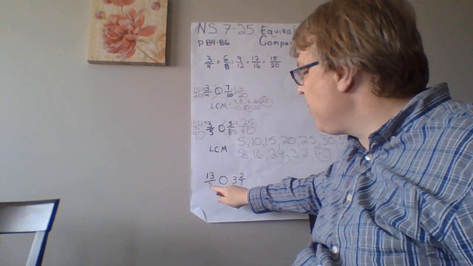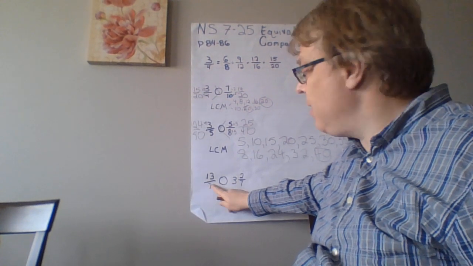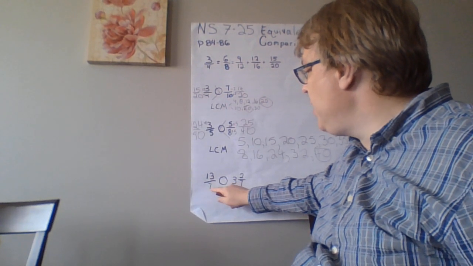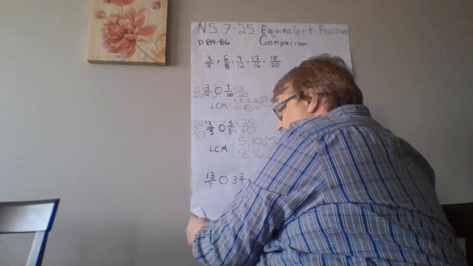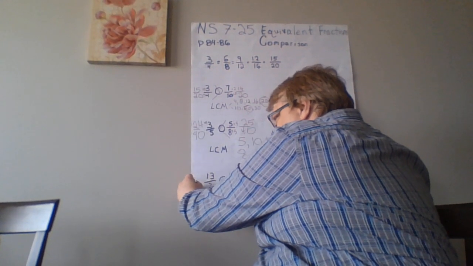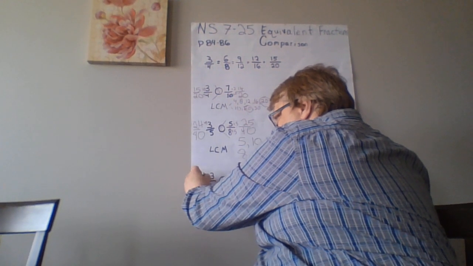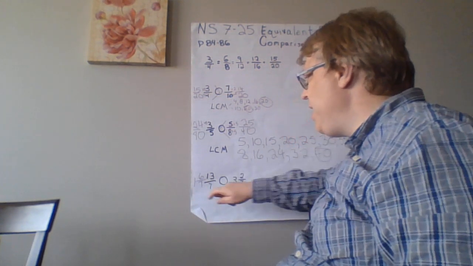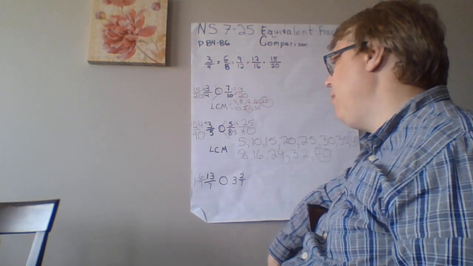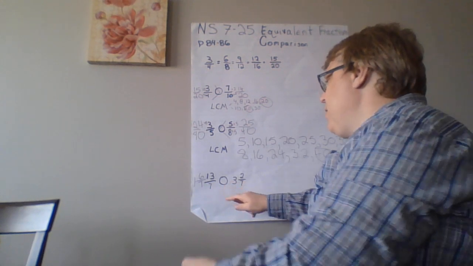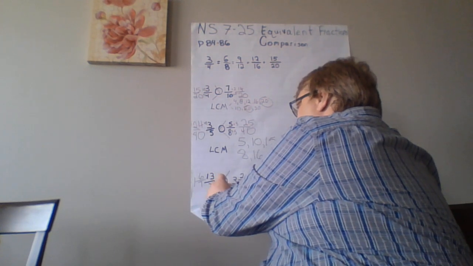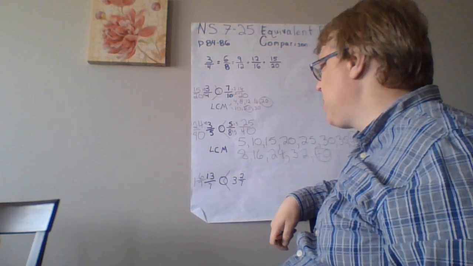Let's try turning this into a mixed number. 13 divided by 7. We know 7 goes into 13 one time with 6 left over, so that's 1 6/7. Compare 1 6/7 to 3 and 2/7. We know 3 and 2/7 is way more than 1 6/7.